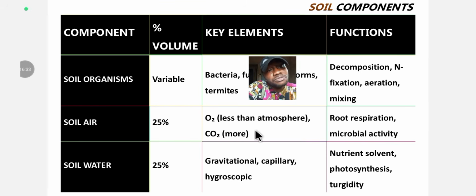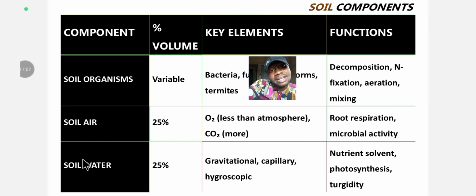All right, so what are the functions of the key elements found in soil air? It is for respiration through roots, and microbial activities. Remember the plants that respire through roots? Can you remember the kind of plant that respires through roots? Where are they found? They are found in swamps. Okay, mangrove swamps. They have breathable roots called pneumatophores.